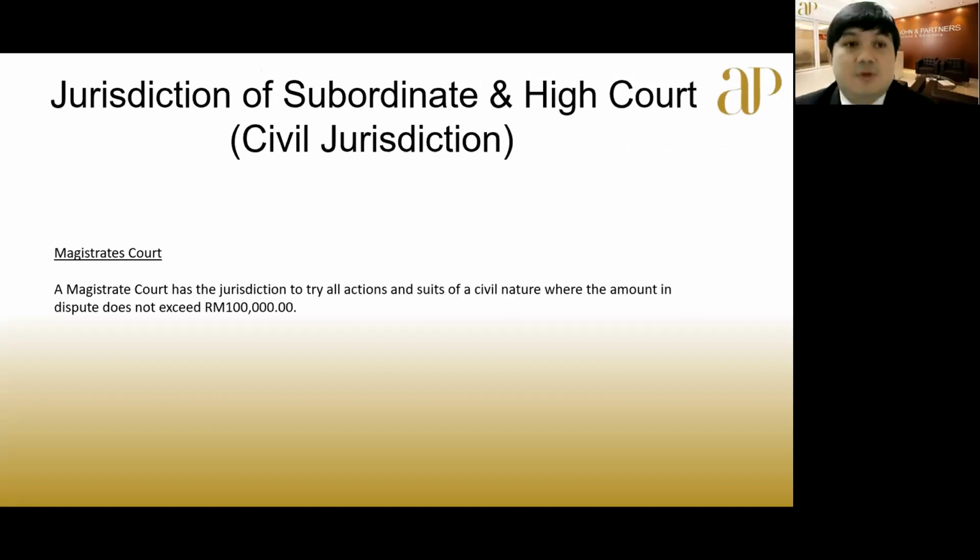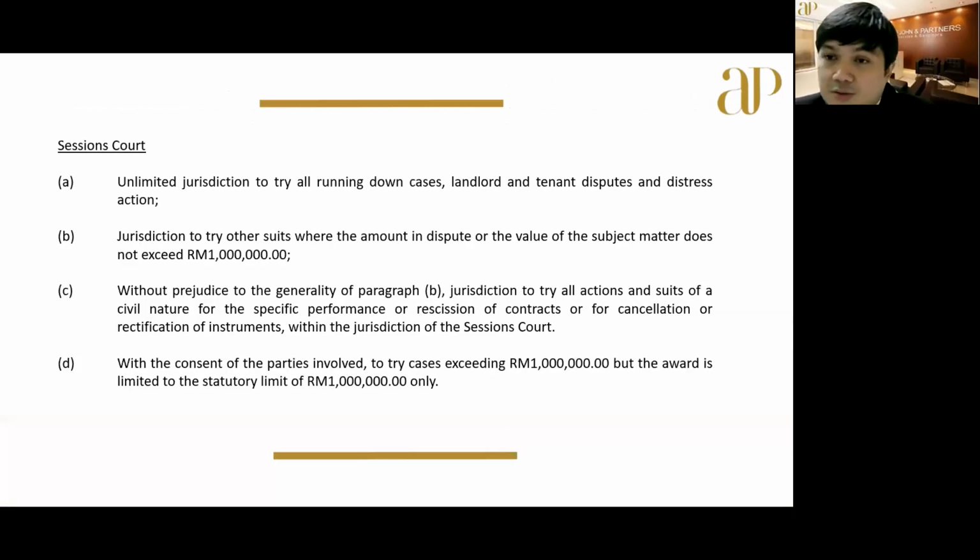Okay, next. So this is the jurisdiction of the magistrates court. What kind of cases can the magistrates court try? We're speaking about civil jurisdiction today. A magistrates court has the jurisdiction to try all actions and suits of a civil nature where the amount of dispute does not exceed 100,000. So anything more than 100,000, you have to go to the sessions court.